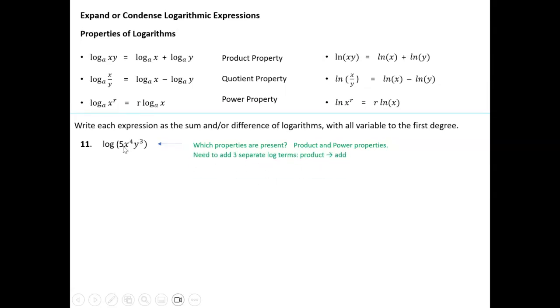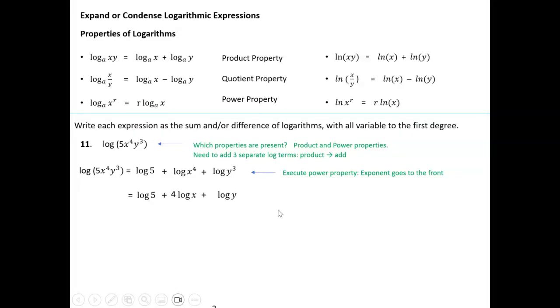Need to add 3 separate terms, right? So if you have three, you have a 5, an x, and a y, right? So it's going to be 3 logs. There's 1, there's 2, there's 3. Now, because there's three like variables and coefficients, we have a 5, an x, and a y, so we have 5, x, and a y. Now, the exponents, they go to the front by applying the power property. Right? The exponent goes to the front on the x, and the exponent of y also goes to the front. So this is my solution right here, guys. We went from a single to expanded.